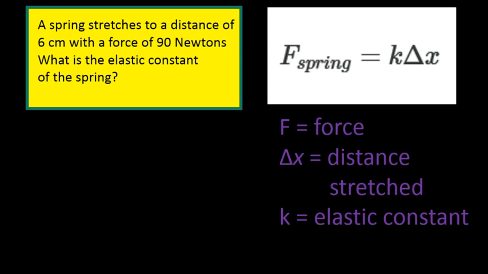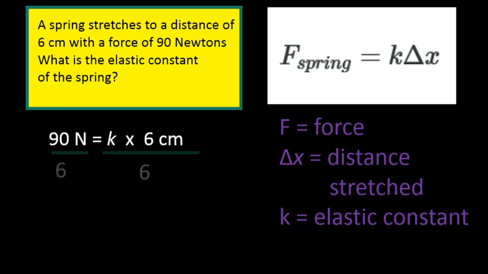Another example would be a spring stretches to a distance of 6 centimeters with a force of 90 newtons. What is the elastic constant of the spring? All right, so again, plugging it in, we have 90 newtons equals K times 6. Working out the math, we're dividing both sides by 6, and then our K constant is then 15.